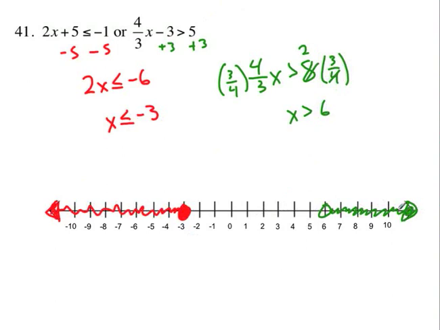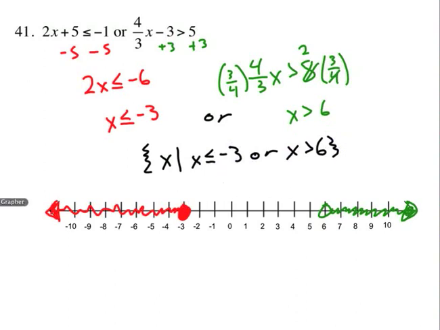Okay, set notation. Oh, by the way, I forgot to put my "or", so let's put an or here. Set notation is exactly what we said here, except we're going to have x such that it obeys a certain rule. The rule is x is less than or equal to negative 3, or x is greater than 6. And that's set notation.